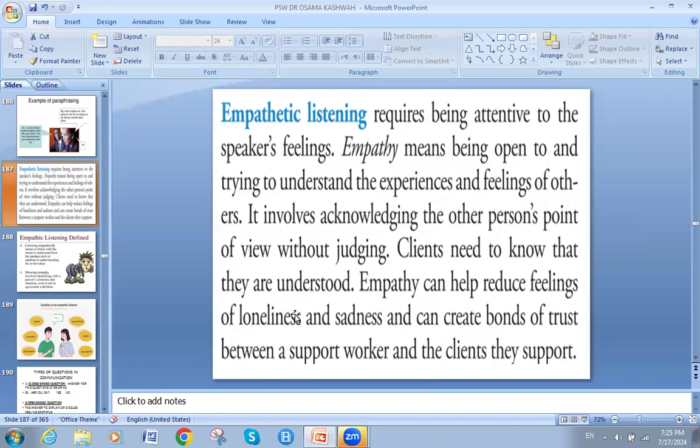When you listen to others, as an example, your clients are complaining, you are a PSW, and your client is complaining of pain. This makes him feel not lonely when you listen to him with empathetic listening. Empathetic means that you care while you are listening, or show signs with your face expression: oh yes, oh my God, yeah, it's hurting, I know, and so on. So this is empathetic listening. Empathy can help reduce feelings of loneliness and sadness and can create bonds of trust between a support worker and the clients they support.